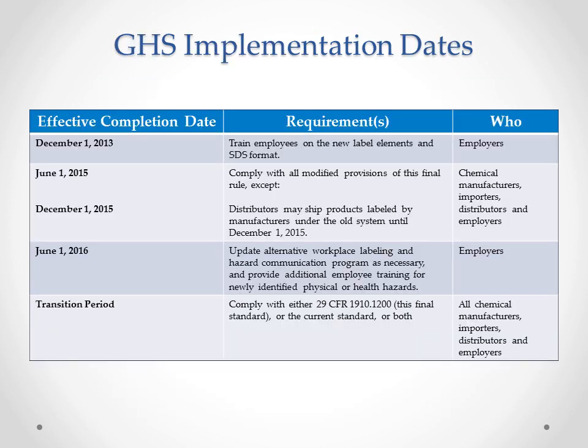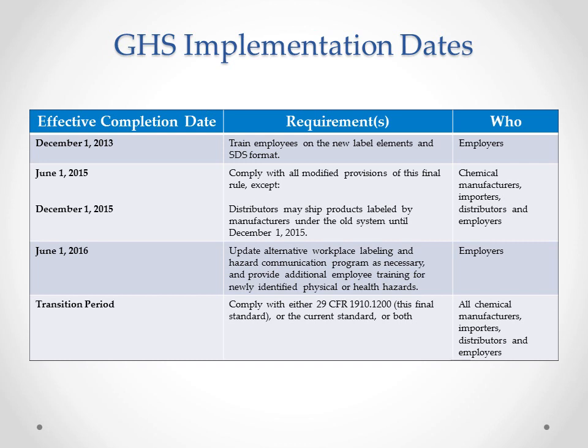So now let's talk about when these standards go into effect, when these new requirements go into effect. December 1st, 2013 is when employees are required to be trained on these new labels and safety data sheets. They're going to be phased in over time, and so it's important that workers know what they're looking at as they come in. They're not confused by them. So everybody needs to understand what they're looking at as these new safety data sheets and labels start getting phased in. Manufacturers have a good amount of time to comply with this.